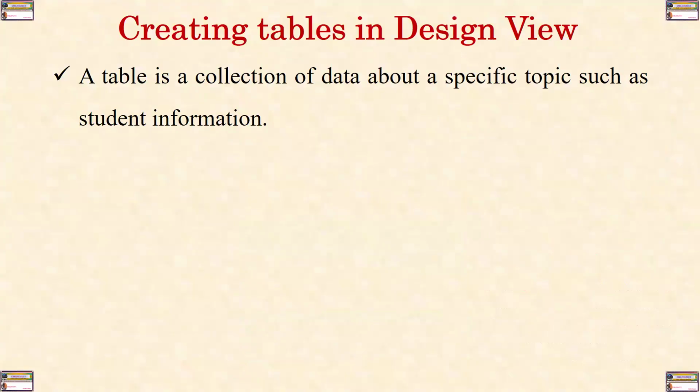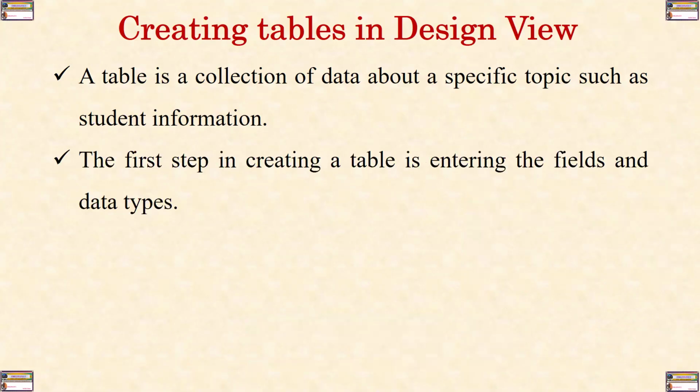What is a table? A table is a collection of data about a specific topic, such as student information. Therefore, the first step in creating a table is entering the fields and data types.